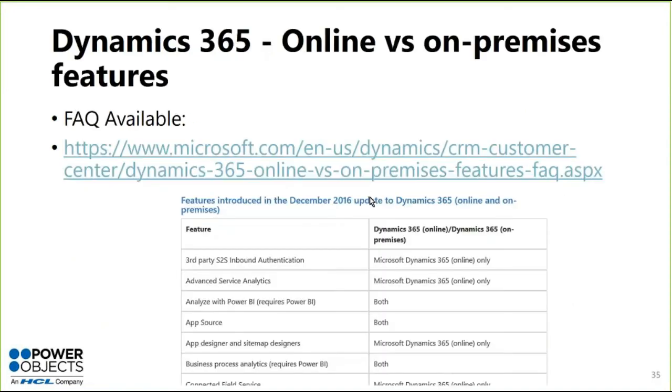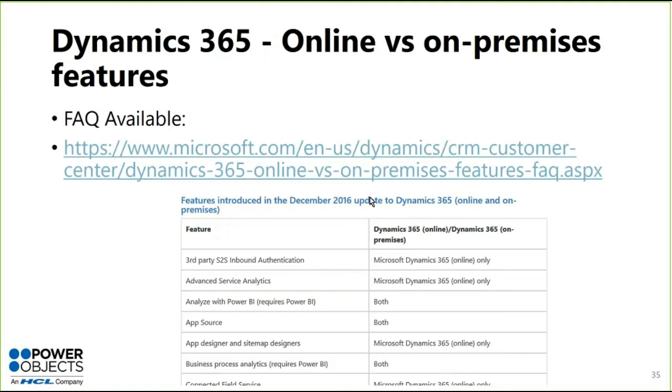One really great resource that is out there on the Dynamics 365 Help and Training site is this online versus on-premises features. So it really tells us for features that were introduced in the December 2016 update to Dynamics 365, are they online only, are they on-premise? And in fact, this document actually kind of goes back in time to Dynamics CRM 2015, so it's telling us which features were introduced when.